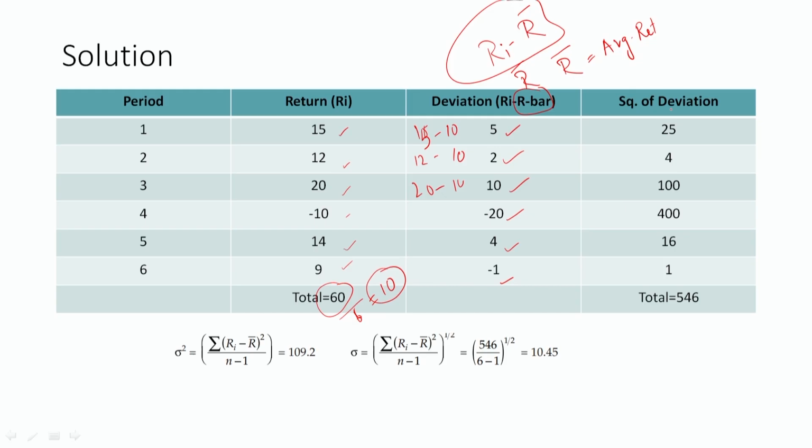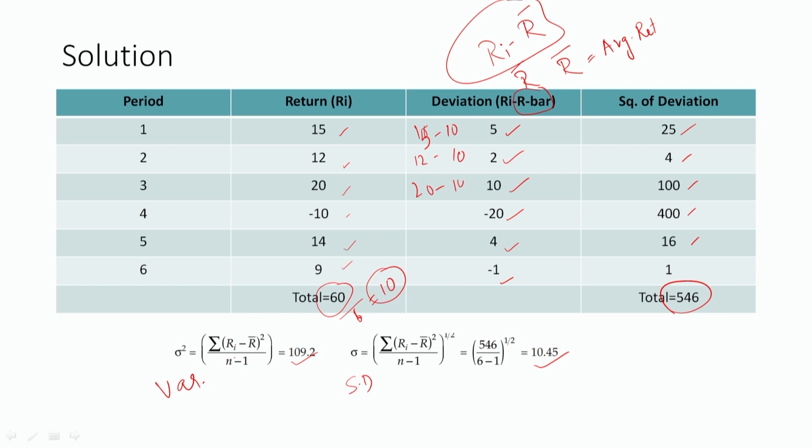Now square of these deviations: 25, 4, 100, 400, 16 and 1. So the total of this is 546. Now apply this formula, that is the summation of Ri minus R bar whole square divided by n minus 1. So we are getting around 109.2. This is the variance, and this is the standard deviation. We get the square root of this, around 10.45.